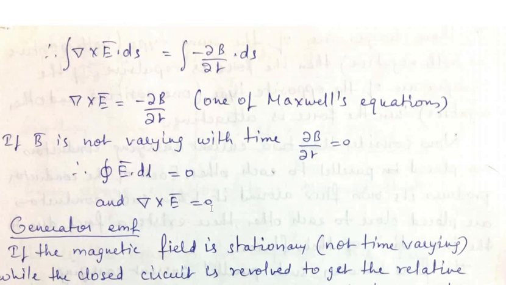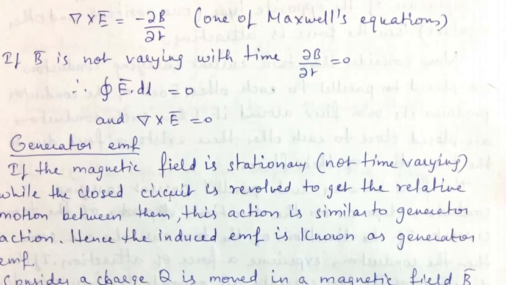Or del cross E is also equal to 0. So this is the derivation for transformer EMF. Next we have the generator EMF.